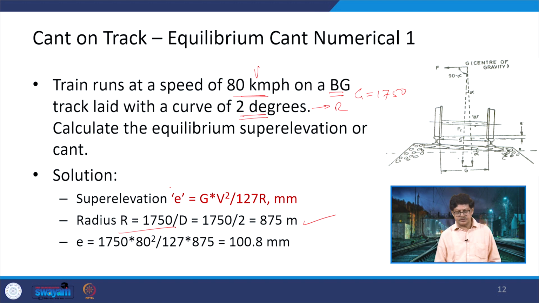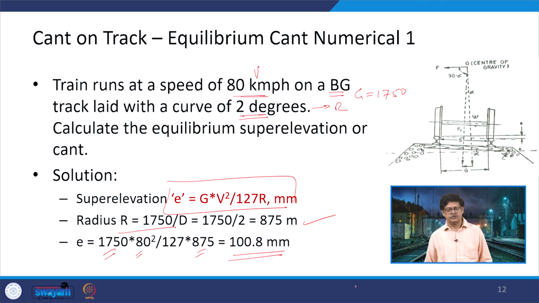Now, the equation is E is equal to GV square divided by 127 R. If we put the values here, G is 1750, V is 80 kilometers per hour, and R we have calculated as 875, what we get is 100.8 mm as the value of E. So we can consider it even as 100 mm.